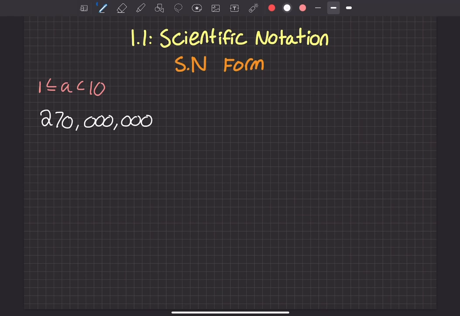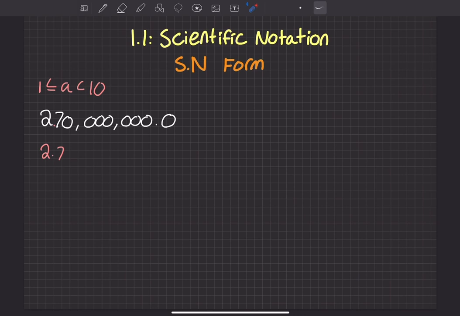Now, first things first, this 270 million is basically 270 million point zero, right? This point zero doesn't really make a difference. But what we can do is take this decimal point and move it over here. So then it becomes 2.7000000, right? And 2.7 is a number that's bigger than 1 and smaller than 10. So 2.7 matches this criteria.